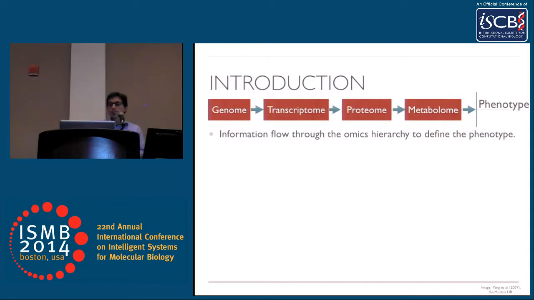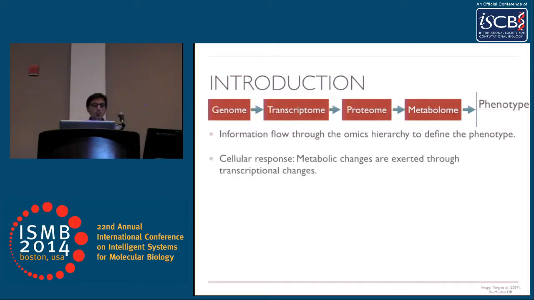So the nice thing about the metabolome and the metabolic network is that it's the closest to the phenotype in the omics hierarchy, and it's less prone to regulation. So any changes in the genome or any environmental perturbations lead to changes in the steady state of the organism. So any such changes are exerted through transcriptional changes to reinstate the steady state.